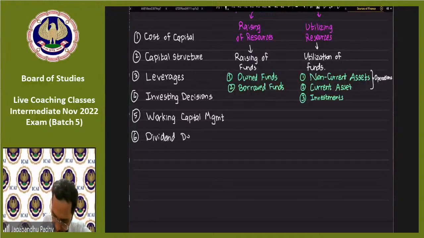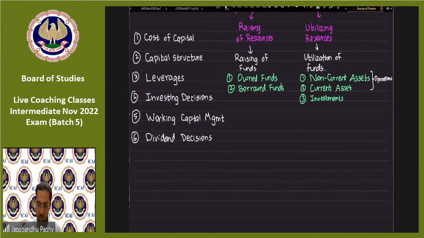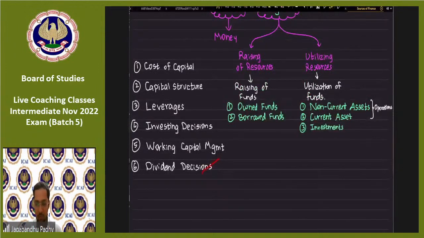Dividend decisions. Can you tell me what this chapter is going to tell you? Dividend decision tells you what should be the best level of dividend that you should pay, or whether you should pay dividend or not. Even if you're paying dividend, what should be the amount of dividend that you should pay? So what is this chapter talking about? Is it talking of raising of resources or utilizing of resources? It talks about how much dividend you should pay. It talks about what should be the trend of dividend which you should maintain.